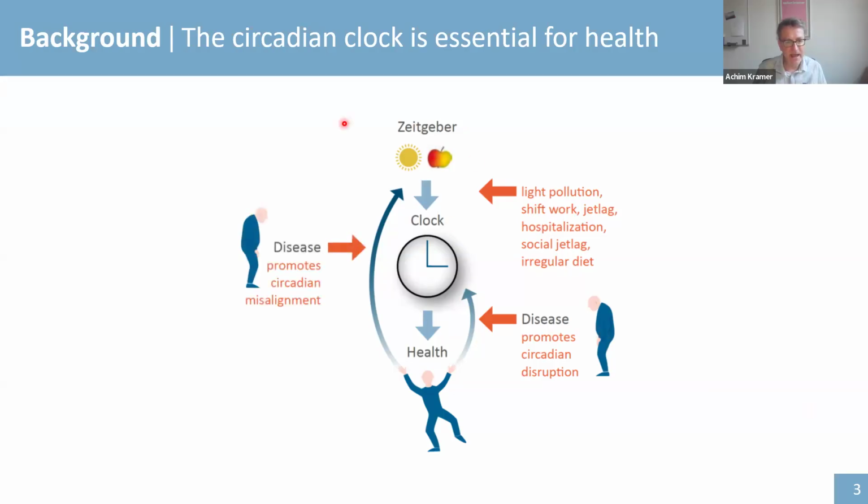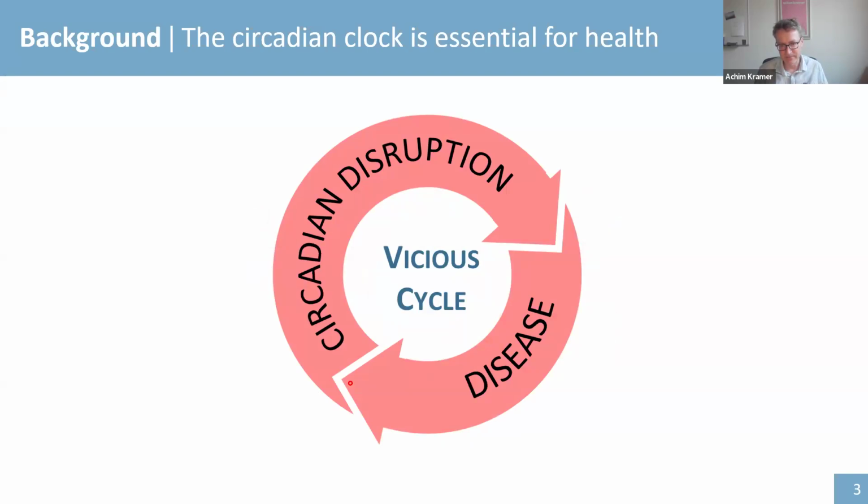And there's another aspect. This disease also promotes circadian misalignment. And all in all, it is increasingly clear and supported by a lot of studies from genetic models in mice to environment to epidemiological studies in humans that a well-synchronized circadian clock is essential for health. However, circadian disruption promotes disease, and also disease promotes circadian disruption, and I consider that as a self-reinforcing vicious cycle. So what is the challenge?